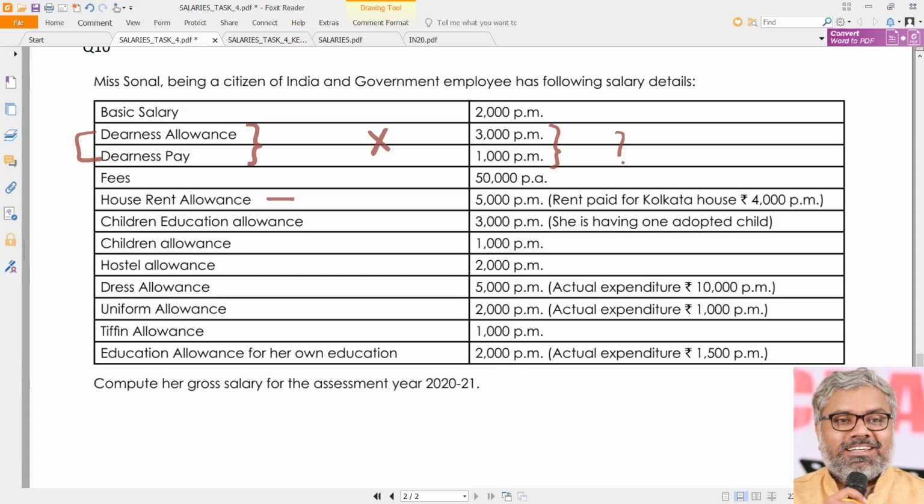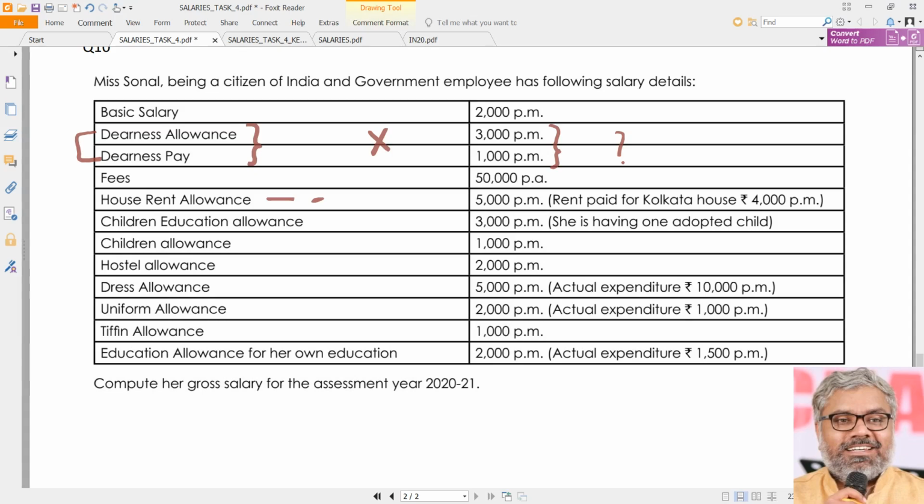But they will not be included as a part of definition of salary for the purpose of computation of exemption for house rent allowance. So here only it will be having an impact. In other places, it has no other impact at all. So that assumption is your choice.